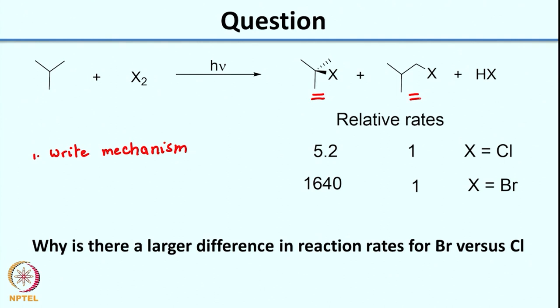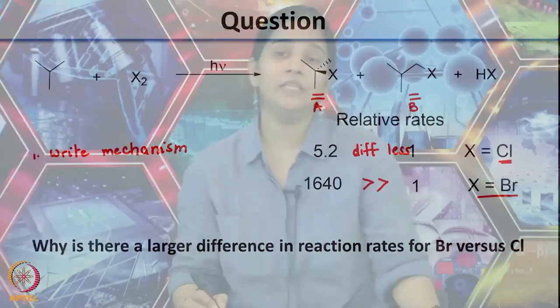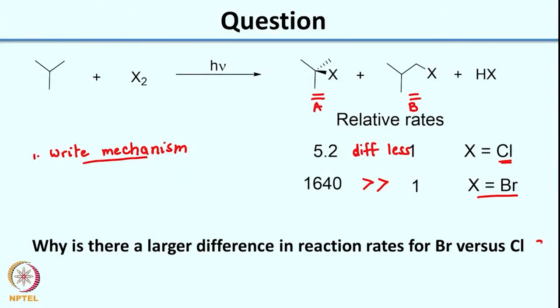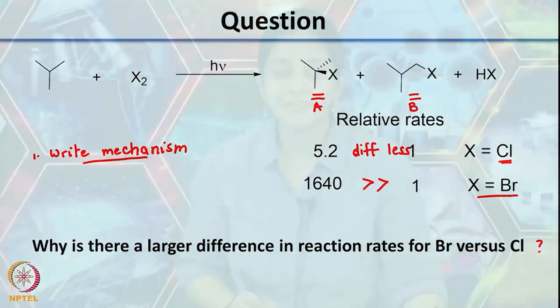Now what is a curious observation is that when X is chloride, the rates are almost similar, or the difference is less. But when X is Br, you have a much larger rate for formation of product A as compared to product B. So for the next lecture, the homework that I would like you to do is write the mechanism and think about why there is a larger difference in reaction rates in the case of Br as compared to Cl, and we will be looking at this in the next lecture.